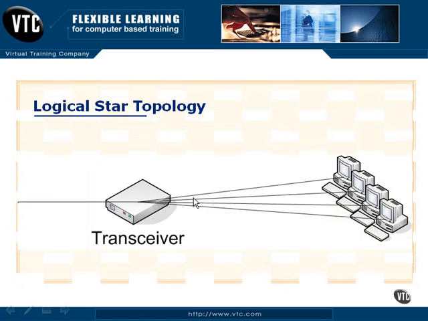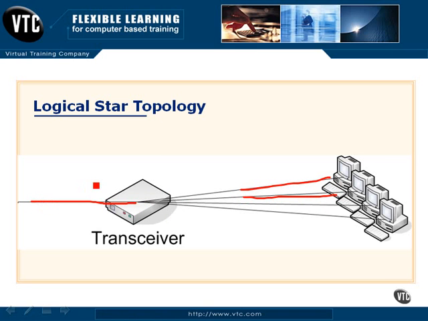In our next logical topology, called the logical star, we have several computers that will send their data signals to a transceiver. This is also called a multiplexer. A common example of what you would see as a multiplexer might be a cable modem. So we're going to take all of our data signals from these computers and we're going to convert that data signal into a single data signal that will pass over the network.